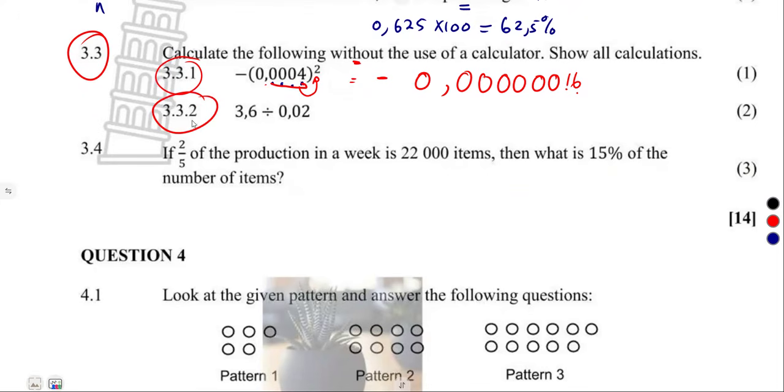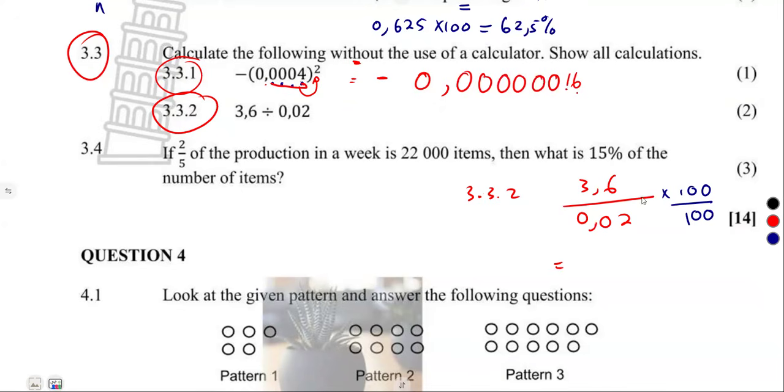Then 3.3.2, you're given to divide these two. All right, let us simply divide 3.6 over what? 0.02. Looking into the one that has got the more decimal places, which is our denominator, it has got 2 decimal places, these values after the comma. So simply consider multiplying by what? 100. Since we've got 2 decimal places, we must have 2 zeros. 100 over 100.